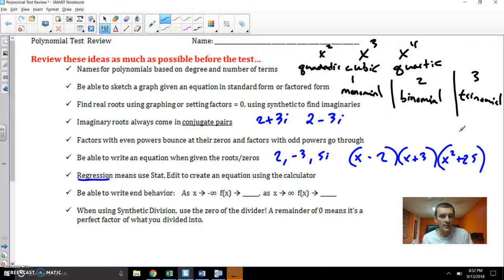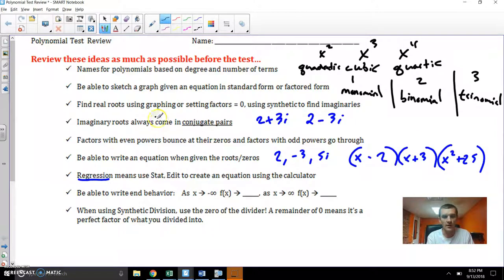trinomial. You'll need to be able to sketch a graph without a calculator, even in standard form or factored form. You'll need all of this. You'll have to be able to find real roots, graphing, and then setting them equal to 0 using synthetic division. We'll see some of that in a minute.